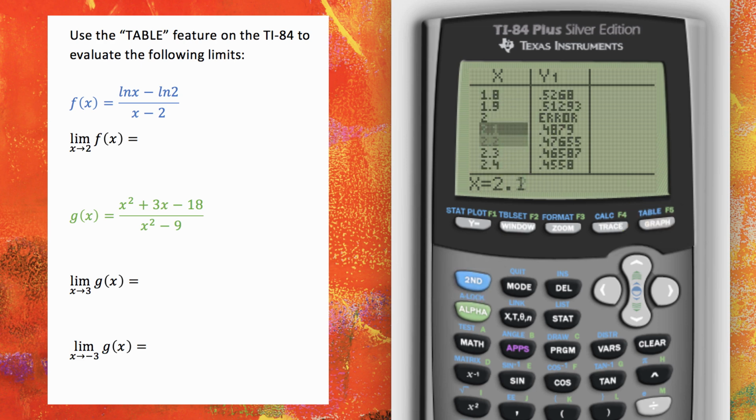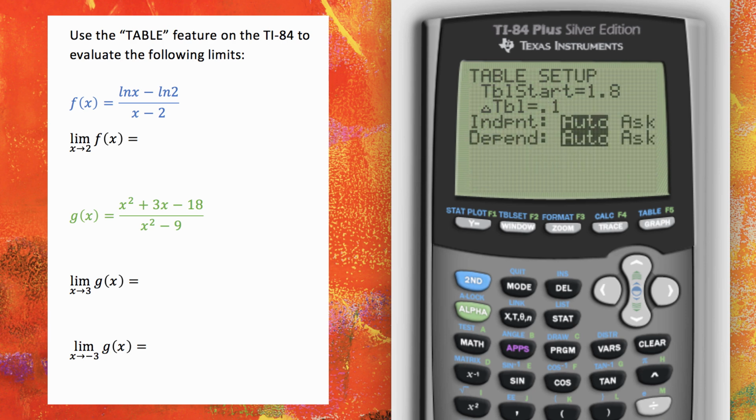As we look at x values that are less than 2, like 1.8 and 1.9, we can see that the y values are decreasing, and it looks like they're getting closer to 0.5. If you look at values that are greater than 2, like 2.2 and 2.1, they're increasing as you get closer to 2, and it looks like it's increasing towards the value of 0.5. That means the limit as x approaches 2 of f of x is equal to 0.5.